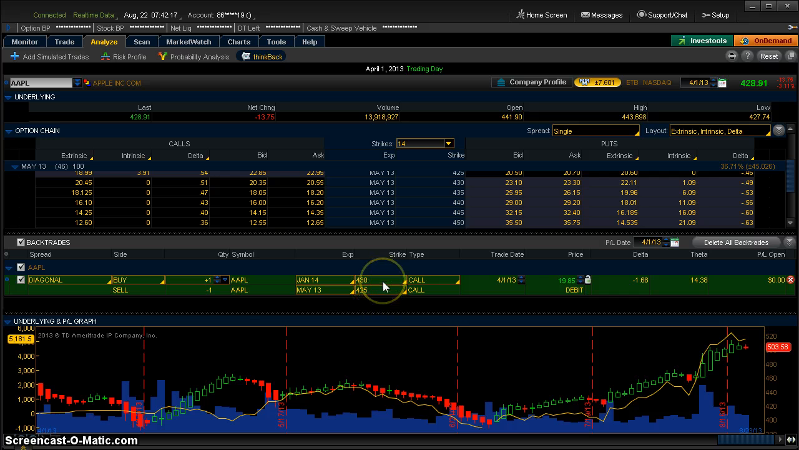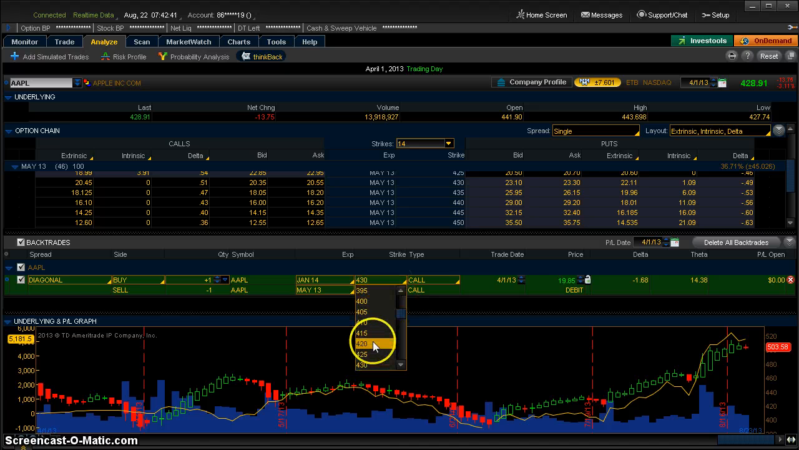I think I was buying a diagonal. Now I'm really looking at a leap here, and going to sell some covered calls against it. You're not going to make money off of these diagonals.